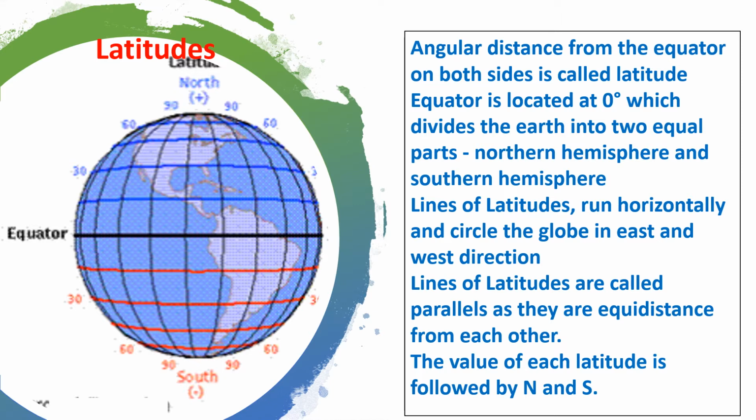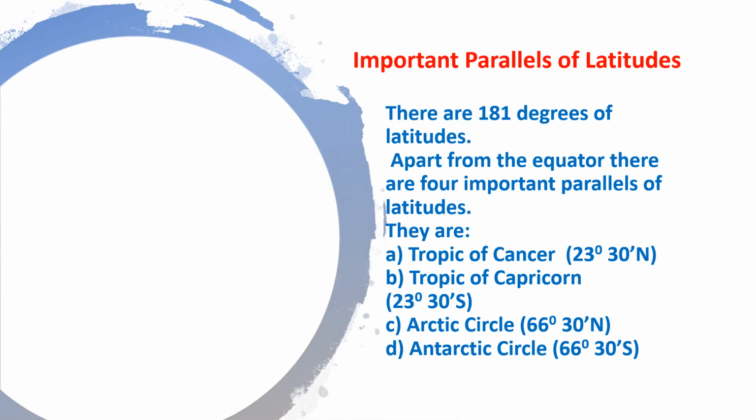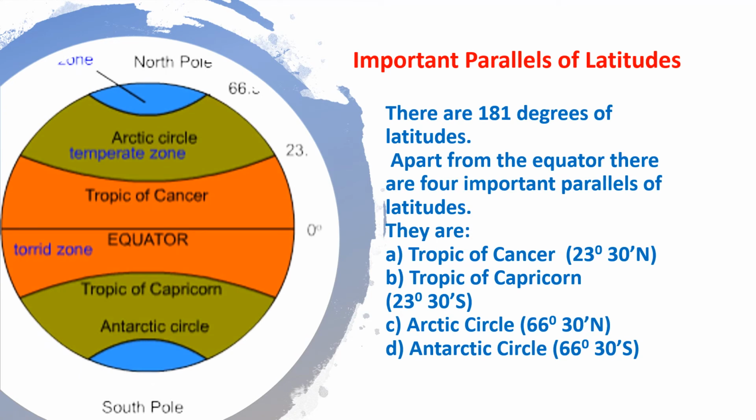Lines of latitudes are called parallels as they are equidistant from each other, and this distance is of 111 kilometers. The value of each latitude is followed by capital N and S. The lines of parallels toward the north are denoted by capital N and towards the south are denoted by capital S. Now let's talk about important parallels of the latitudes.